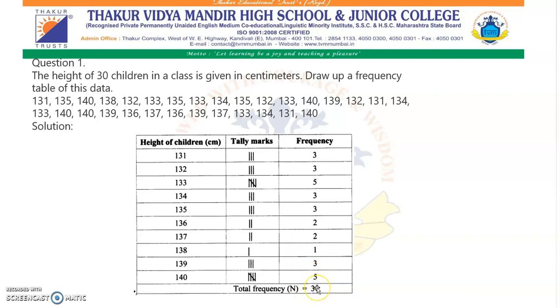You can check your answer from here. The total frequency we are getting is 30, and how many children are there? 30. So if this is tallied, it means our table was made correctly. Sometimes you can make mistakes here also. Suppose you wrote 2 here and 6 there, then also your answer got tallied. But if you write wrong here, then also your marks will be cut. So be careful while counting. Count it properly and tally it at the last.